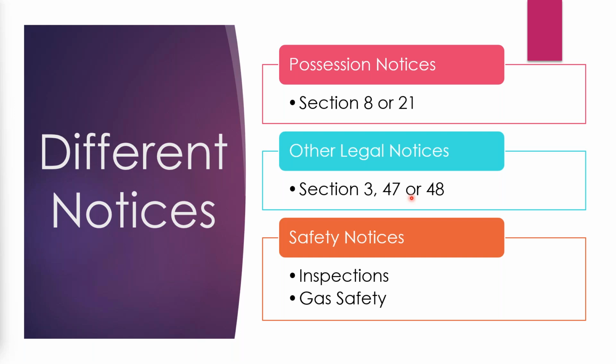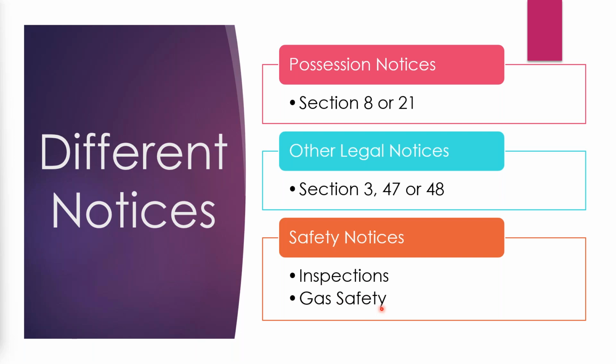A Section 3 notice is a notice that you may need to serve, as I said, when there's a change of owner or landlord. So again, evidence that you've done that, so the tenant can't then accuse you of not serving that notice. So again, the evidence is the important part of that. And then the last one on that particular slide is the inspections and gas safety.